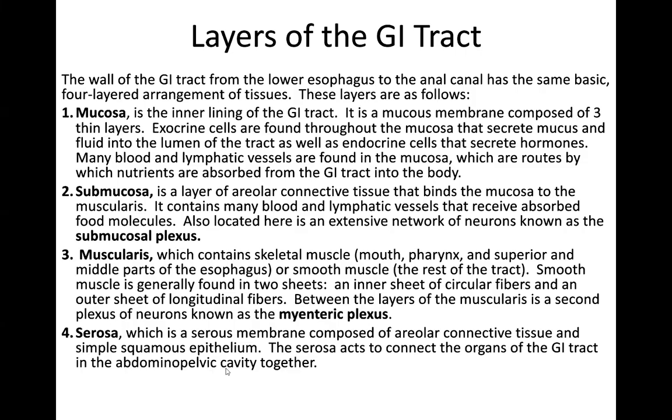Okay. Finally, the outside, which really physiologically not a whole lot to discuss there, is the serosa, serous membrane, made up of areolar connective tissue and simple squamous epithelium, and overall just helps to connect the organs of the tract to the abdominal pelvic cavity.